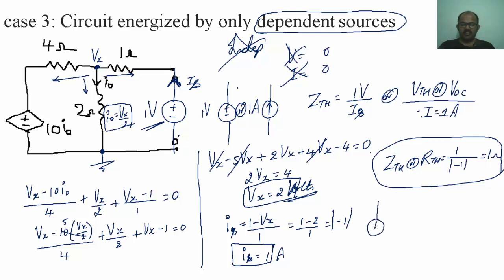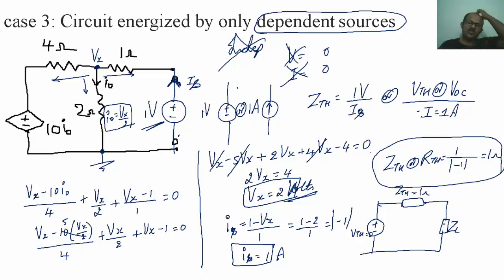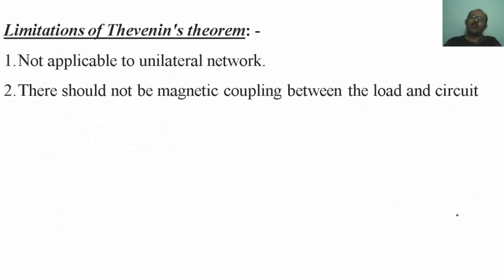So, the final circuit will be VTH, which is equals to 0. So, you will be having an impedance, that is ZTH, which is equals to 1 ohm, and a load impedance that need to be connected over here. This is how you are going to solve case 3 problems. Able to follow? What are the limitations of Thevenins theorem?